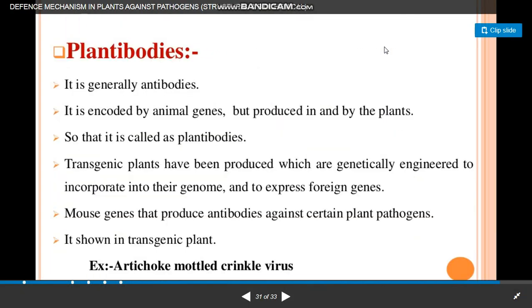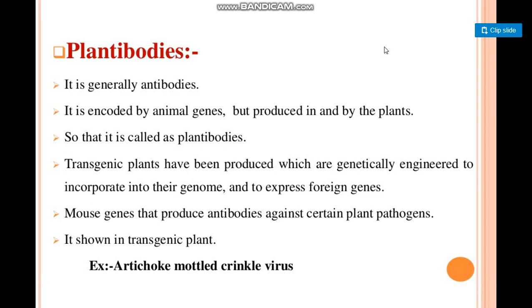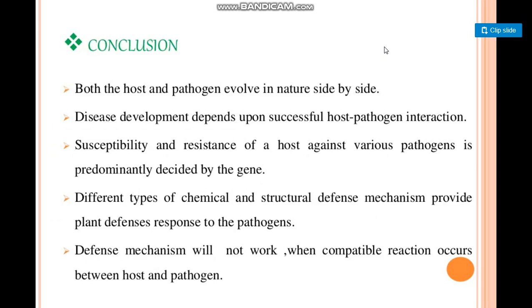Plantibodies, generally like antibodies, are shown in transgenic plants, for example against the artichoke mottled crinkle virus. It is shown in transgenic plants.